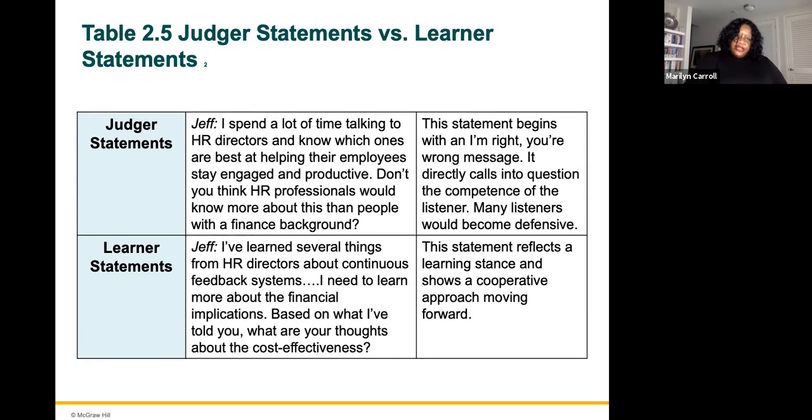Now let's check out Jeff in his judger statement ways. "I spent a lot of time talking to HR directors and know which ones are best at helping their employees stay engaged and productive."